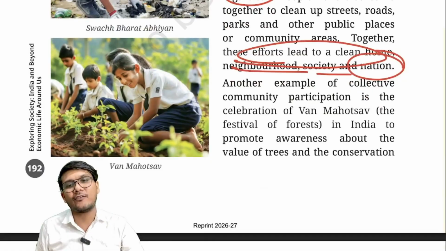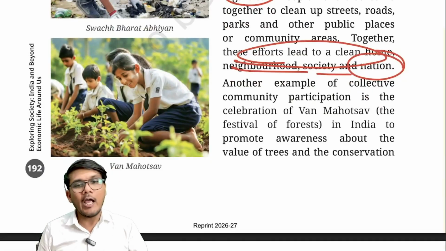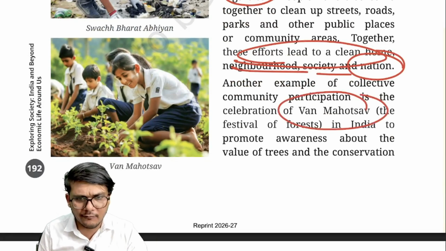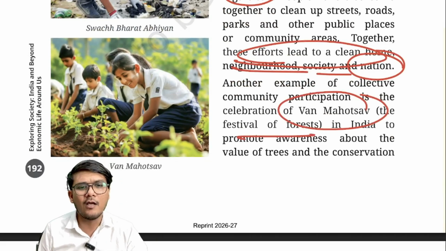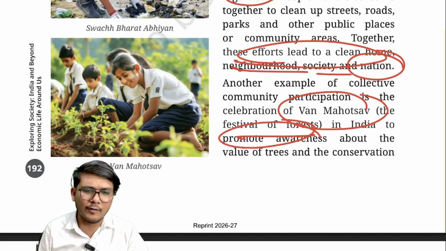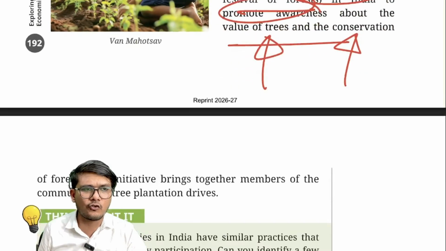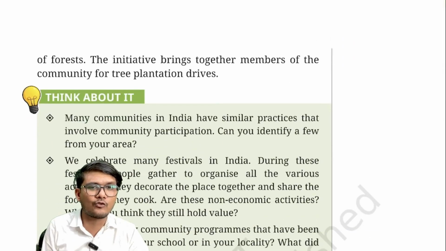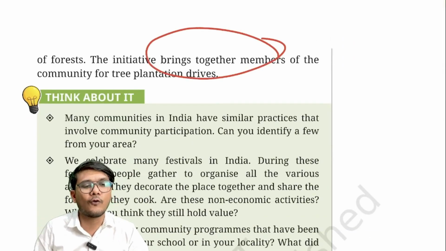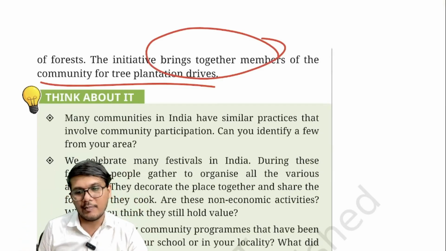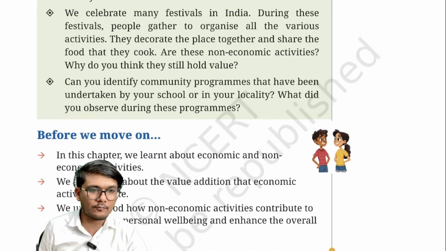So that is the place to show patriotism, right? Another example of collective community participation they have given is the celebration of Van Mahotsav, the festival of forests in India. It promotes awareness about the value of trees, forest conservation, and awareness against deforestation, and so forth. This initiative brings together members of the community for tree plantation, and together we all can make a difference, right?